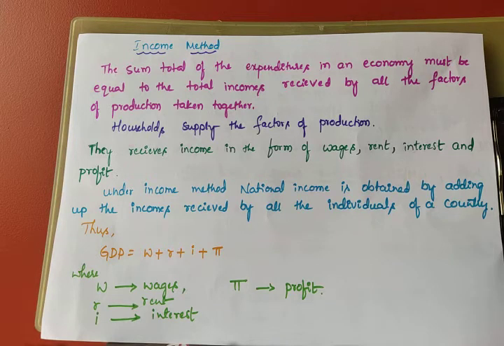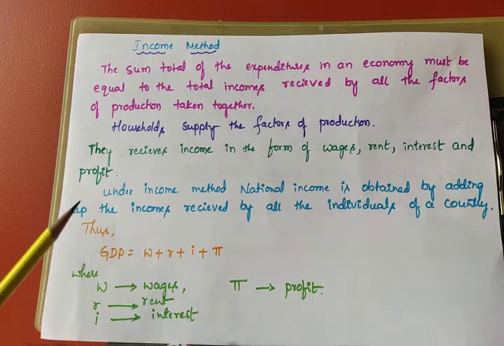We can calculate this from the distribution side. Distribution means the income is distributed among the people in the name of wages, rent, interest and profit. For example, for the work people do, they get a salary, and everything is called income.